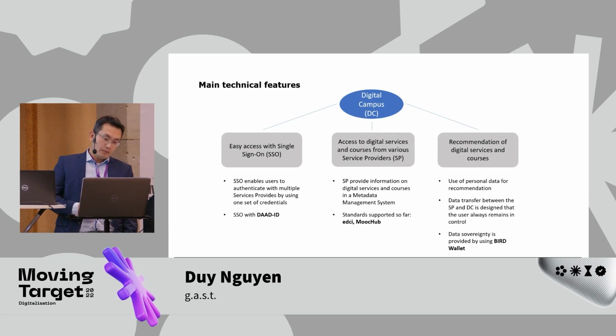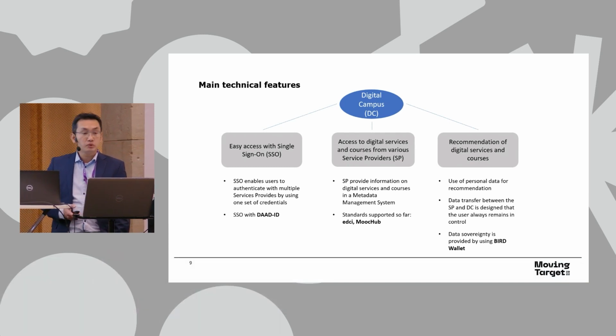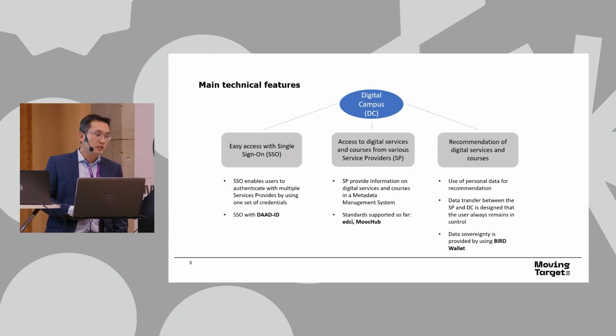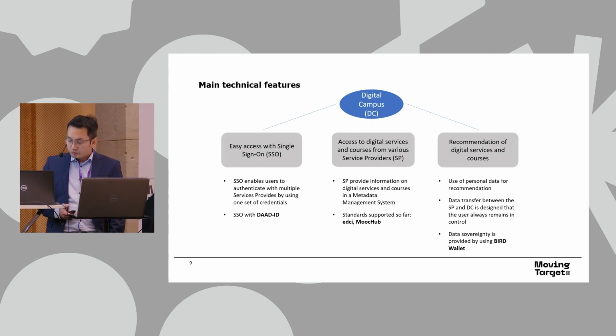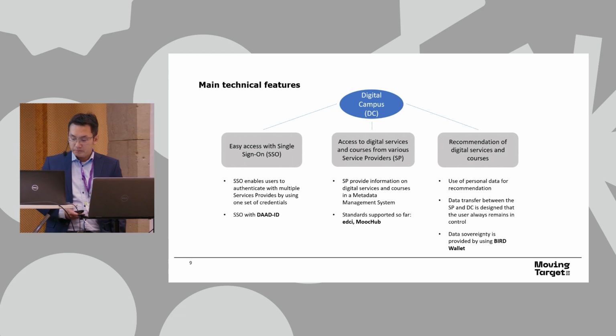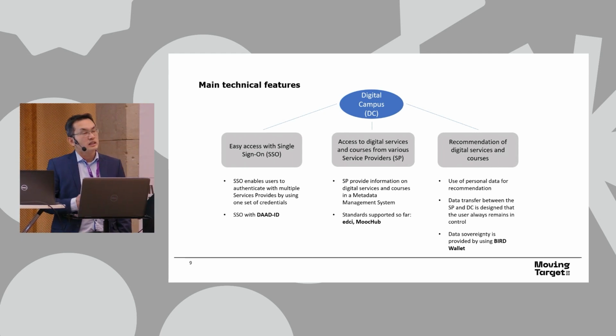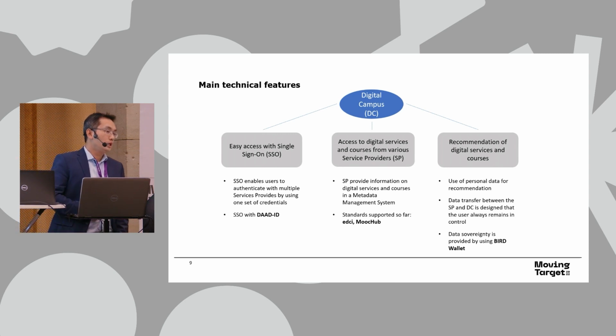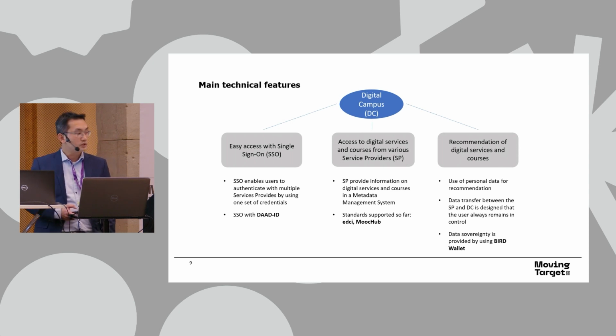The second, the Digital Campus uses a smart metadata management system to store information about the digital services and courses. That means the DC provides several APIs so that the service provider can transfer the information about the courses and digital service to the DC. So far, we supported the standards EDCI and MOOC.